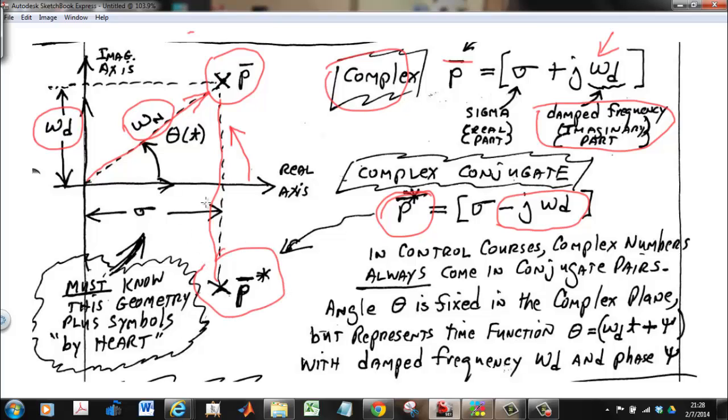Angle theta is fixed in the complex plane, but represents a function. If converted back into the sine, it represents a function theta of omega dt plus psi, where psi is the phase, what we call the phase angle of the function.